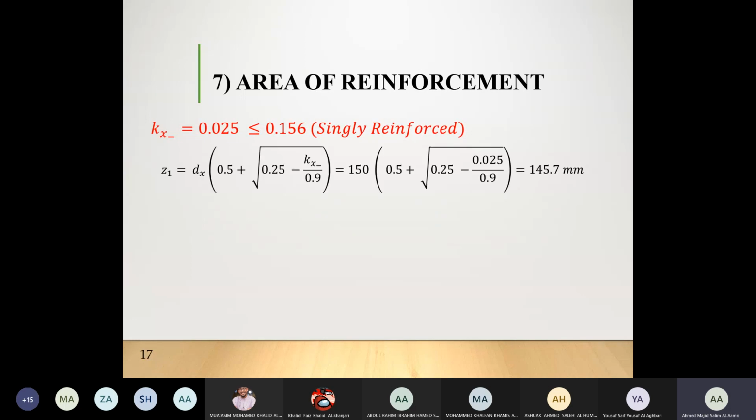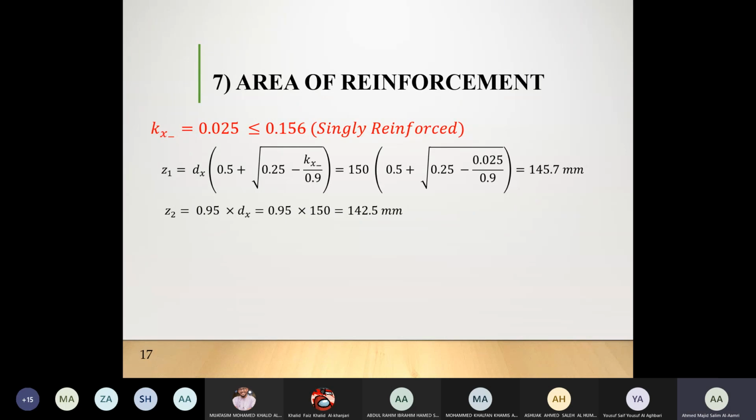And we are going to calculate Z1. So once again, Z1 is equal to D multiplied by 0.5 plus under root of 0.25 minus K divided by 0.5. Now, since we are calculating it for X, your D should be DX and your K should be the corresponding one. So if you are calculating for Kx negative, you should be using Kx negative here. You can see here, we substituted that this is 150 and we have directly used the formula. The value is going to be 145.7. Once again, since it's X, I'm going to use X.